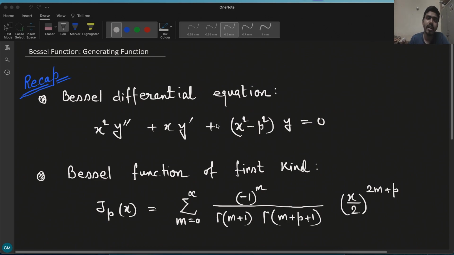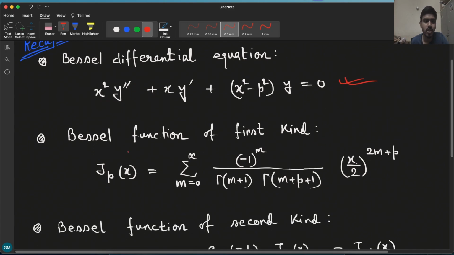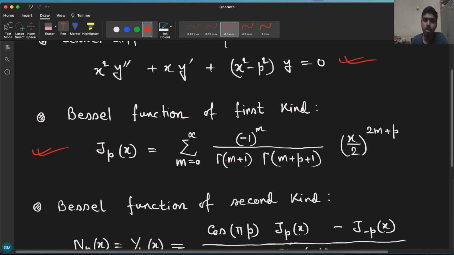Let me first summarize what we did in the past 3 classes. We introduced the Bessel differential equation. We solved it and we got the Bessel function of the first kind. Then we got another solution from the Frobenius method, that was basically J of minus p x, but we showed that this J of minus p is not an independent solution for all values of p.